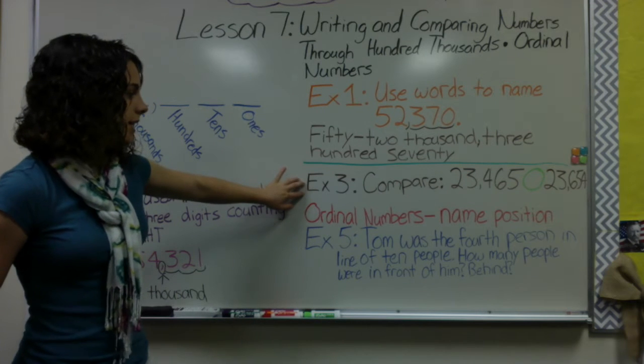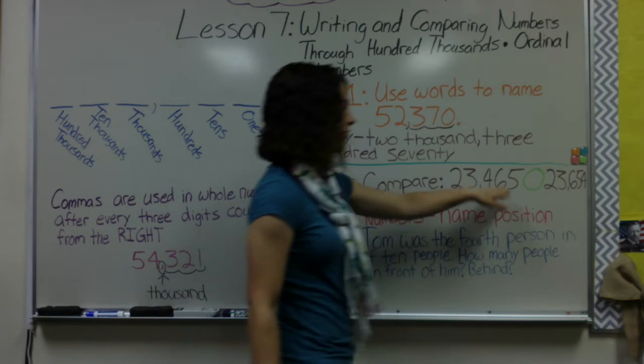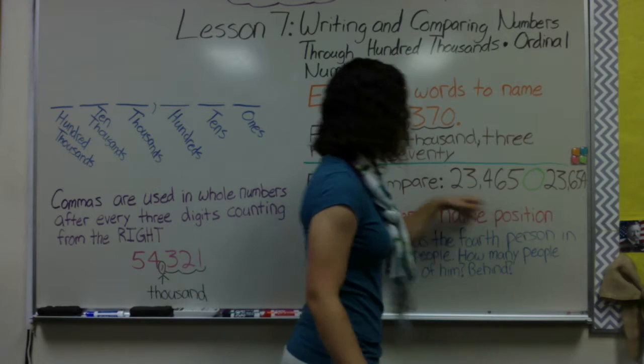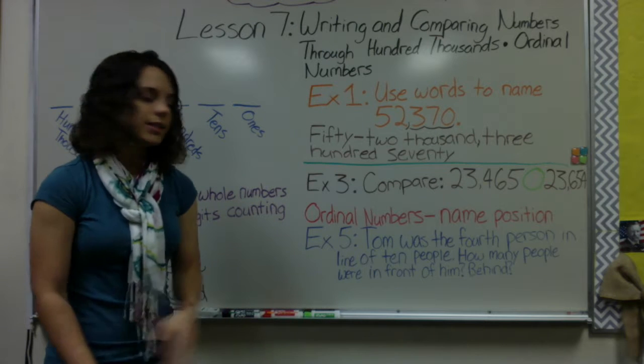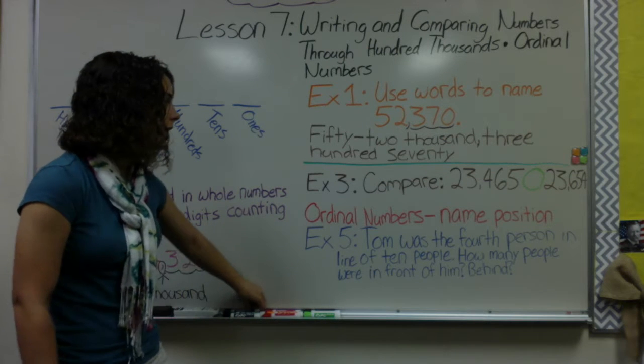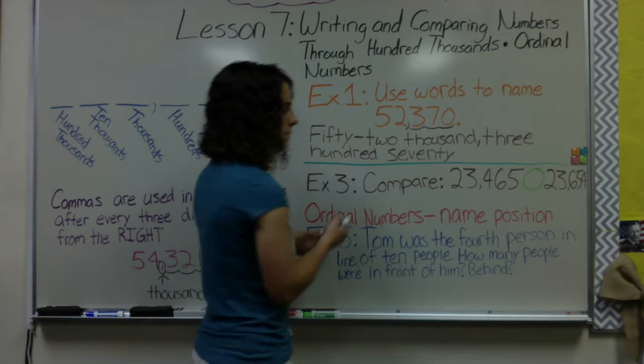Example 3 says to compare these 2 numbers. So these are 5-digit numbers. So I have 2 5-digit numbers and I want to compare them. So this is how we go about comparing numbers with the thousands place.